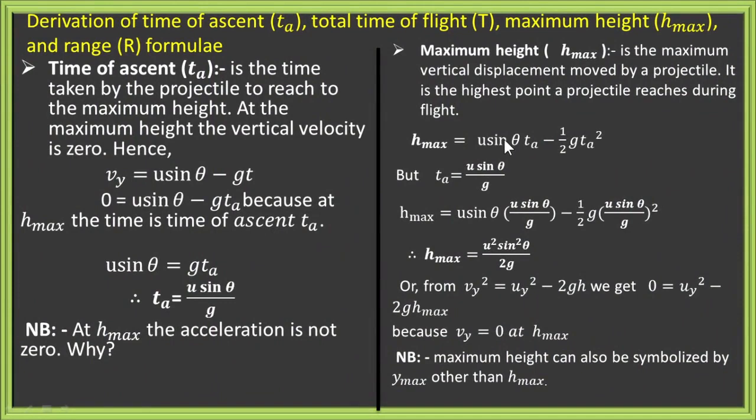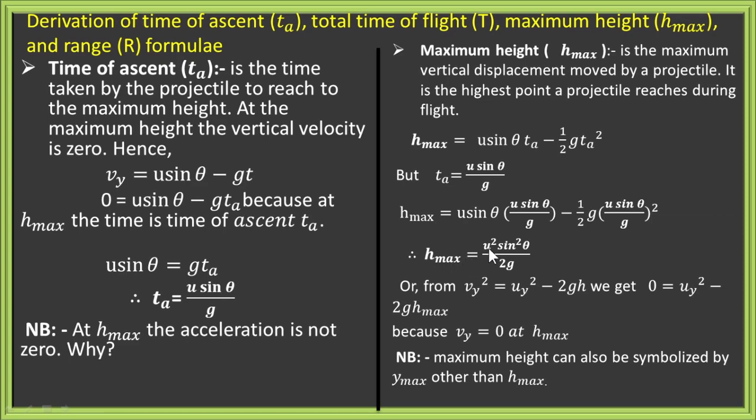H max is u sin theta times time of ascent minus 1 over 2 g times time of ascent squared. Why? Because when the vertical displacement is h max, the time is converted to time of ascent. Time of ascent is u sin theta over g. Substitute u sin theta over g in place of Ta, and the result is h max equals u sin theta times u sin theta over g minus 1 over 2 g times u sin theta over g squared.